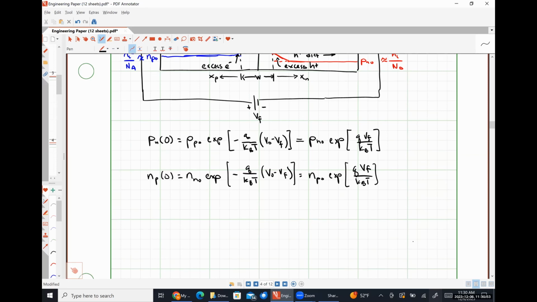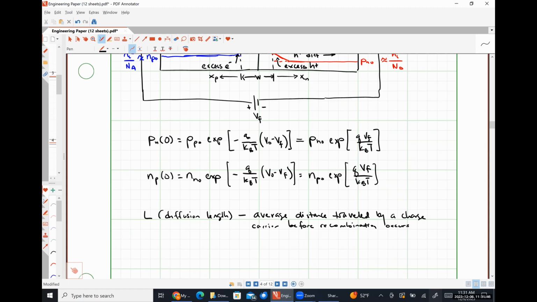We can relate this to the diffusion length of our electrons and holes, where I'm going to say that L, the diffusion length, is the average distance traveled by a charge carrier before recombination occurs.